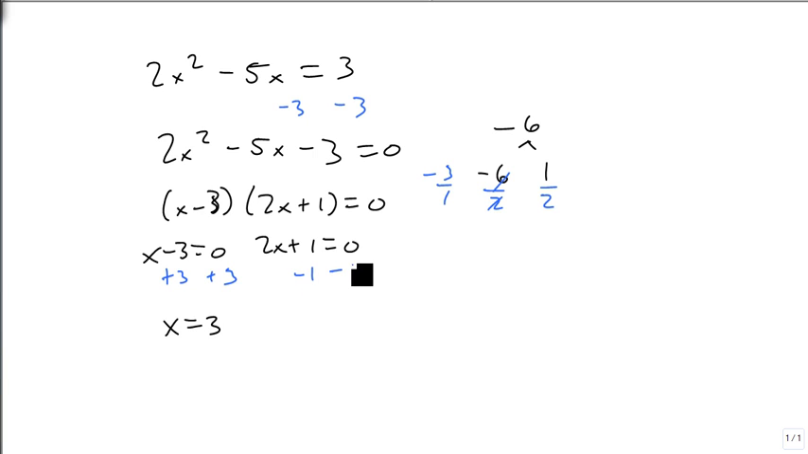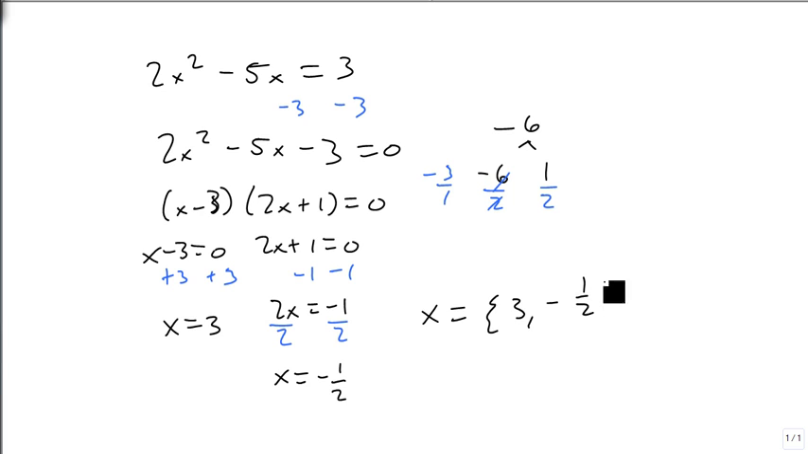For our other one, we're going to subtract 1 from both sides. 2x equals minus 1, divide by 2, and x is minus 1 half. And so my answer is the set 3, minus 1 half.